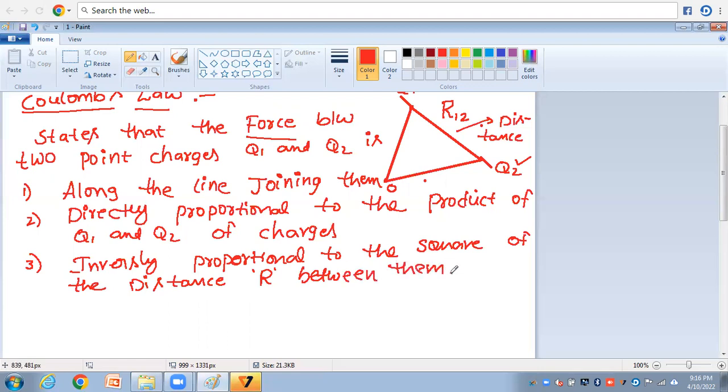So this is Coulomb's law. Again, I will repeat. Coulomb's law states that the force F between 2 point charges Q1 and Q2 is along the line joining them, directly proportional to the product of two charges Q1 and Q2, and inversely proportional to the square of the distance R between them.